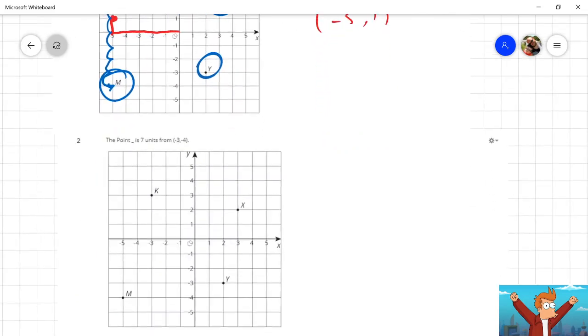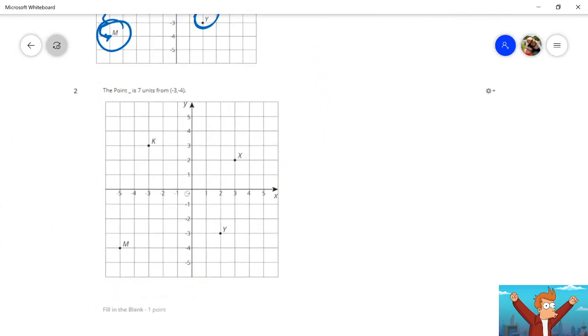Okay, 2. What point is 7 units from -3, -4? -3, -4 is right here. What point is 7 units away? Well, let's see. M is 2 units away. That ain't it. 1, 2, 3, 4, 5, 6. Nope. 1, 2, 3, 4, 5, 6, 7. There you go. K is it.